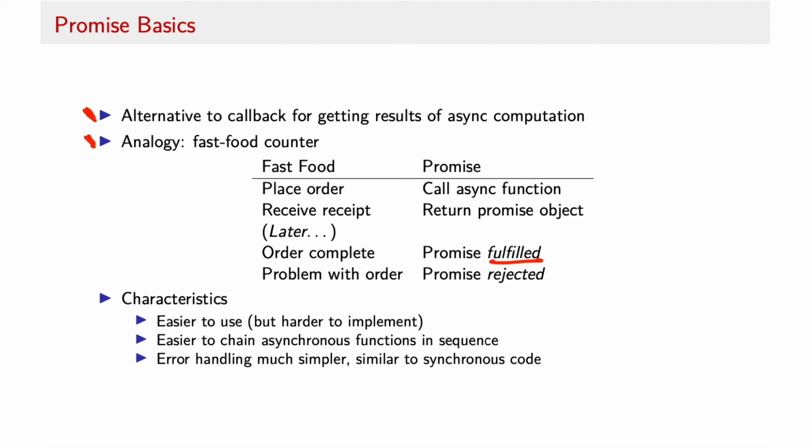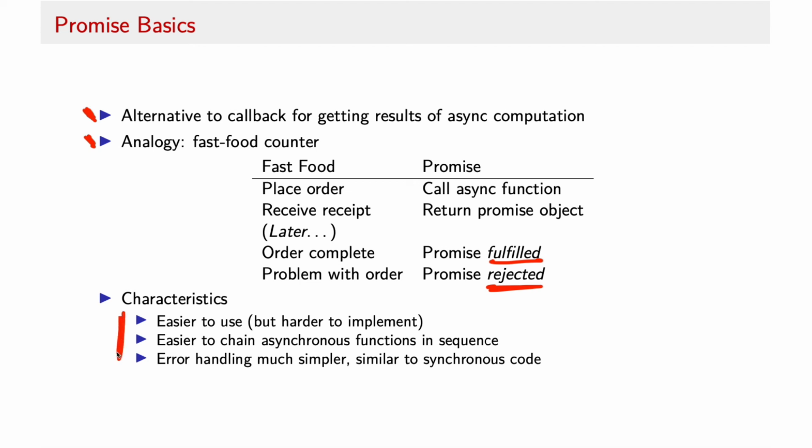In that case, we'll say that the promise was rejected, in the same way that if the kitchen doesn't have the necessary ingredients to make your sandwich at the restaurant, they're going to say, sorry, we can't give this to you, so they can reject your order. So very similar kind of a process. Make the request, get back a promise, then sometime later, the promise is going to go into one of 2 states, either fulfilled if the asynchronous operation worked, or rejected if the asynchronous operation didn't work.